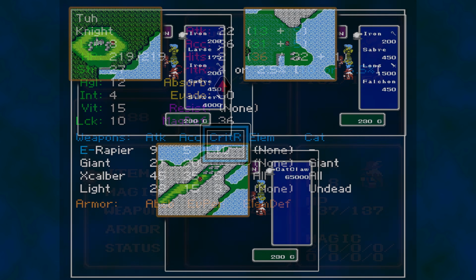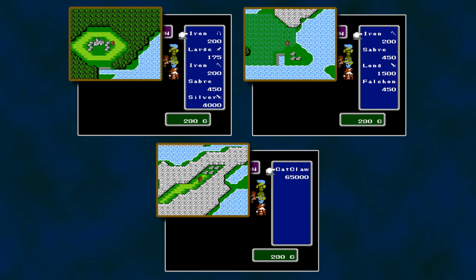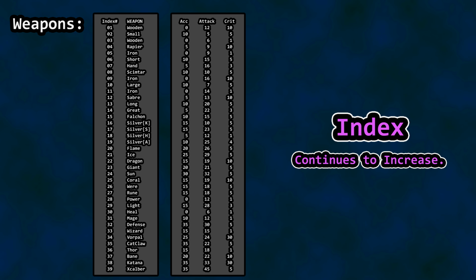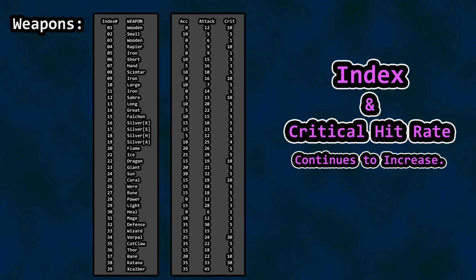But wait, the further in the game you progress, the better the weapons you find or purchase from a shop. This natural progression means we move further down the weapons table in ROM as we find better stuff. The index value continues to increase, and that means the bugged critical hit chance continues to increase. And that means that the weapon indices will eclipse the highest intended critical hit rate at some point.